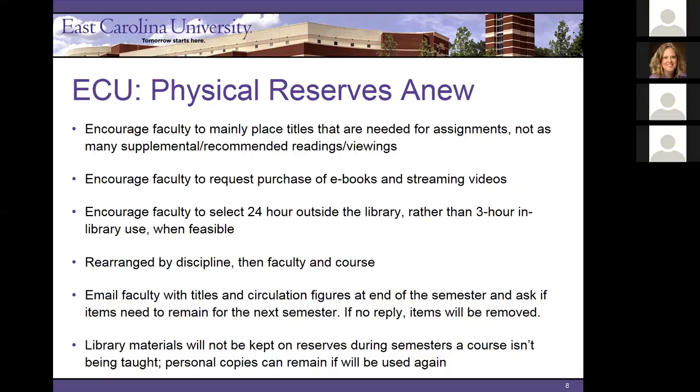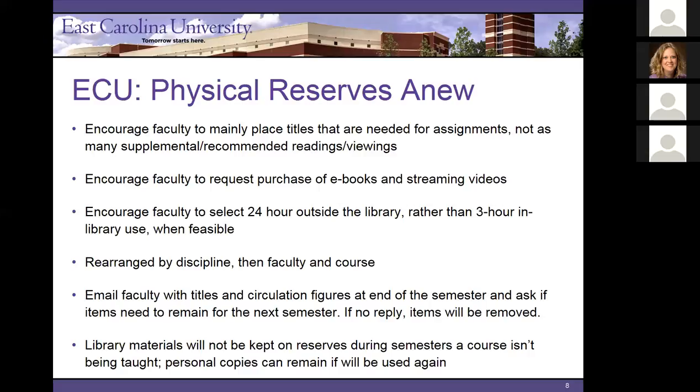Trying to ask the faculty to consider not having everything or most things be 3-hour in-library use only. Let them go out for 24 hours or 3 days or 7 days or something if things aren't going to be needed all at once by everyone in the class.